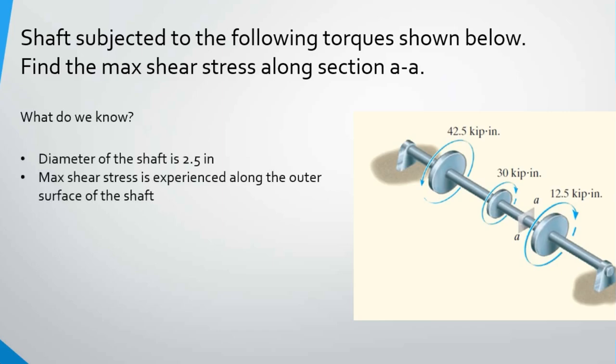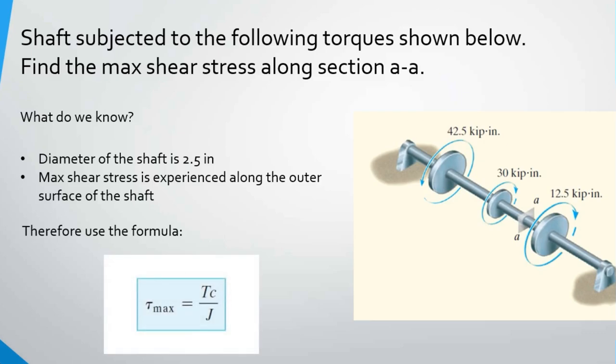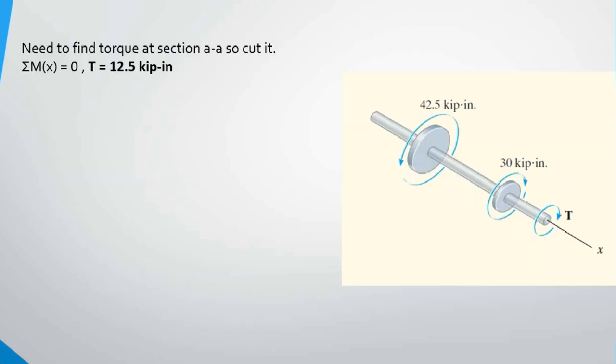So what do we know? It's given that the diameter of the shaft is 2.5 inches. If we want to find the max shear stress, we know that it's experienced along the outer surface of the shaft. So in order to find the max shear stress, we have to use this formula: tau max is equal to torque times C divided by the polar moment of inertia of the shaft.